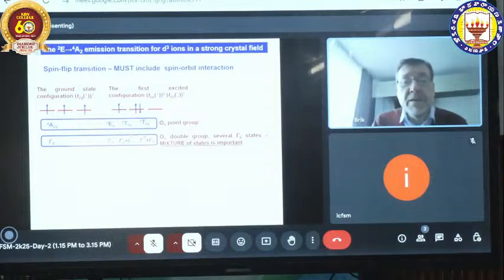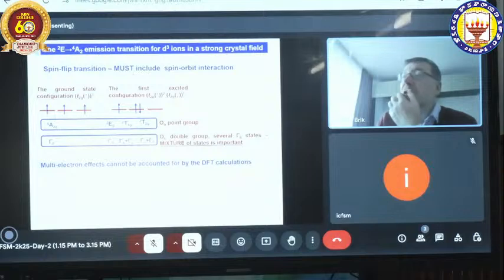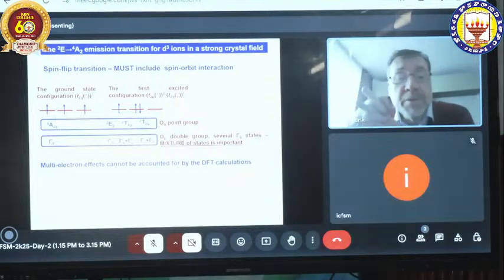So these are irreducible representations of the double group. And look, we have here the gamma 8 state in the ground state, and in all three higher energy levels. So we have a mixture of states, and the effects of this mixture should be considered, but still it is beyond the simple approximation of DFT calculations.